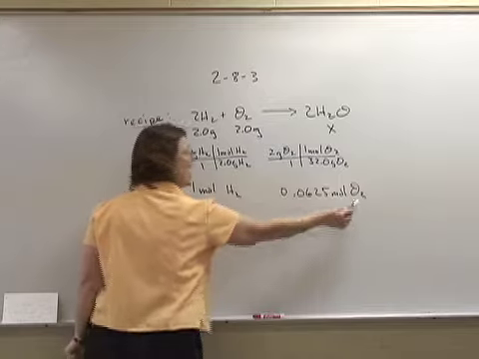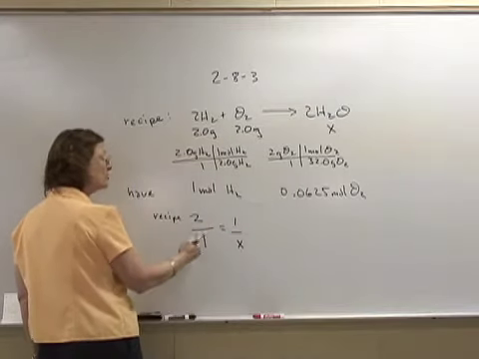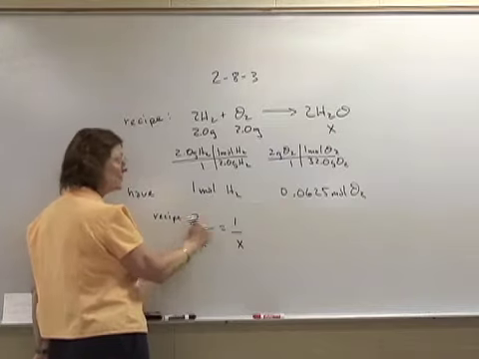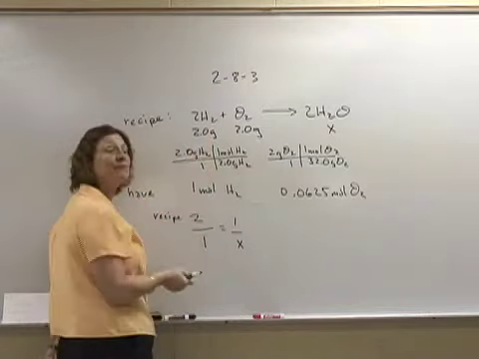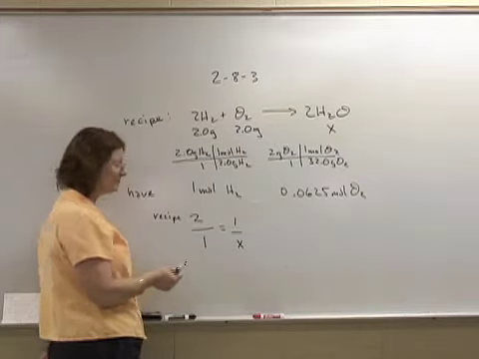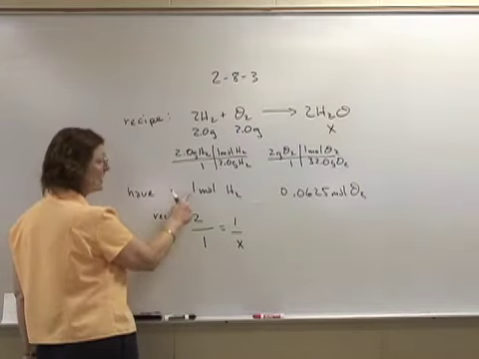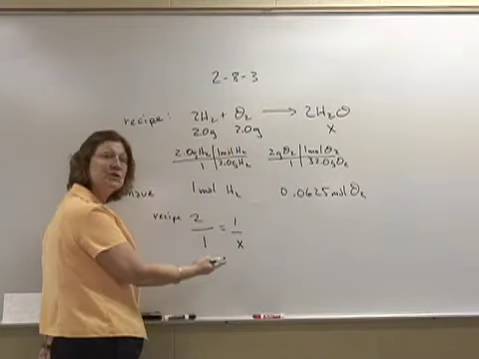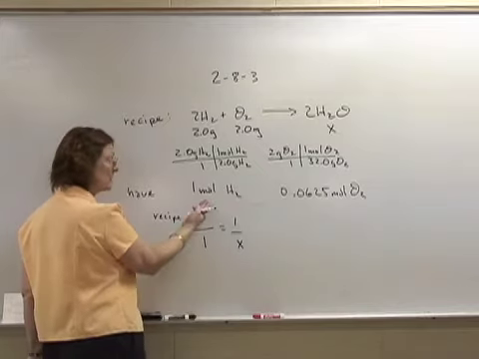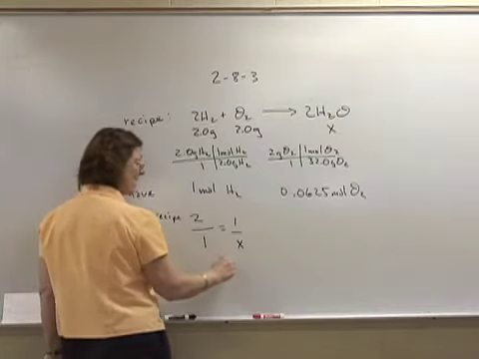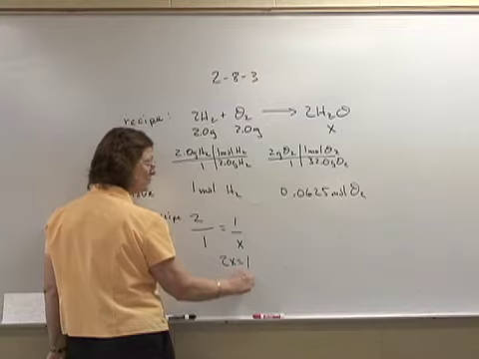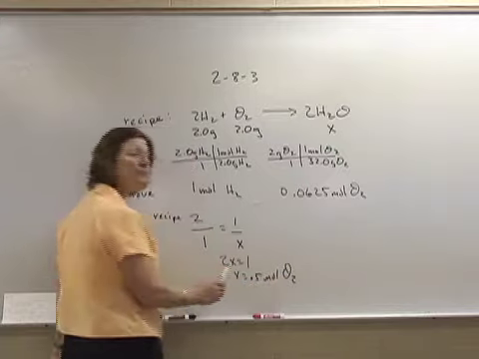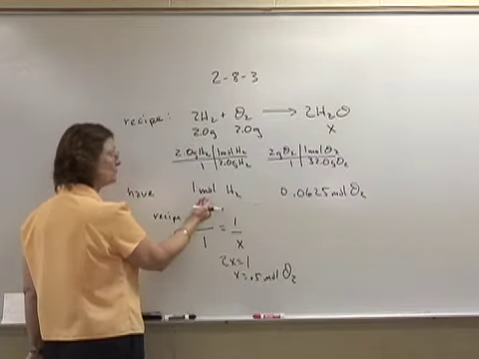Even though this is what I have, I want to know how much it would require to use up this 1 mole of hydrogen. This 2 and this 1 are my 2 and my 1 from my balanced equation. So 2 is to 1, that's what I have. 2 is to 1, as 1 is to what? I want to know how much it would take to use up this 1 mole. Then I do the math. 2x equals 1, x equals 0.5 moles of oxygen would be required to use up this 1 mole.